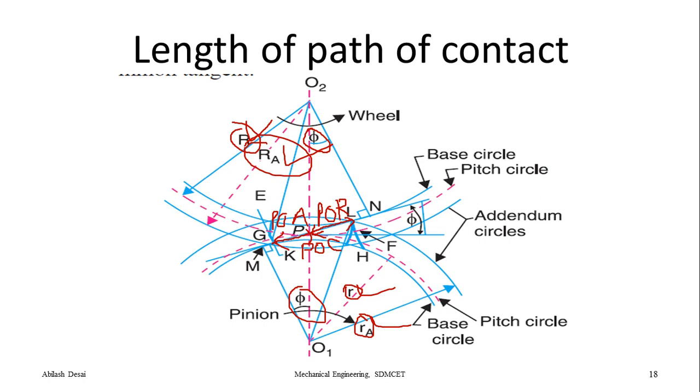Now after calculating the length of path of contact, next we go to the arc of contact. The length of path of contact is measured along a straight line, while the arc of contact is measured along the arc. So this is the total length. If you measure it on the arc, because this is a segment of a circle, that becomes the arc of contact. If you take a straight line, it is the length of path of contact, and if you take it on the arc side, it becomes the arc of contact.